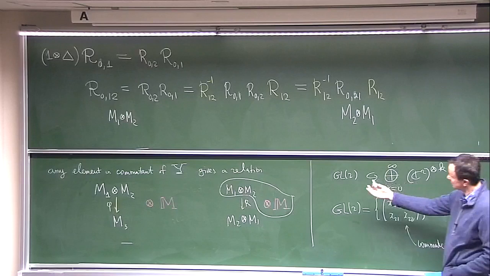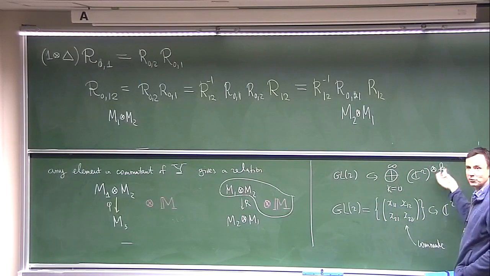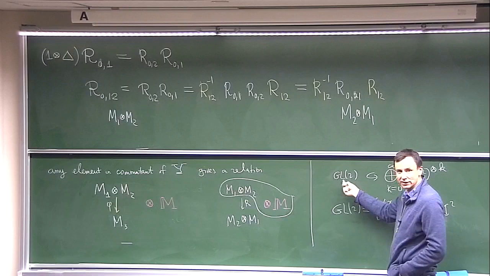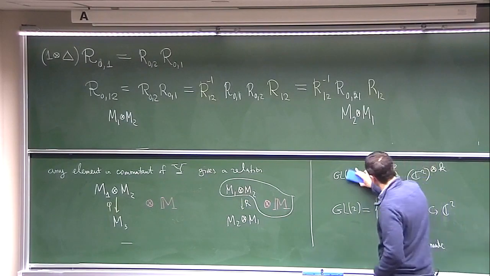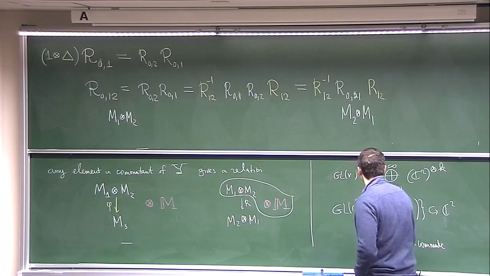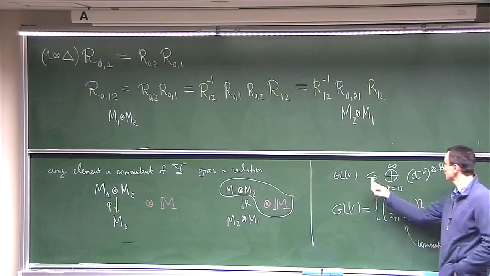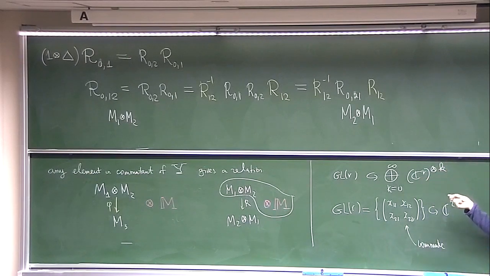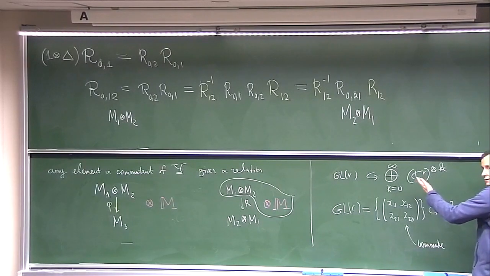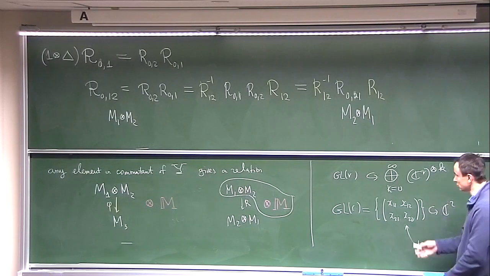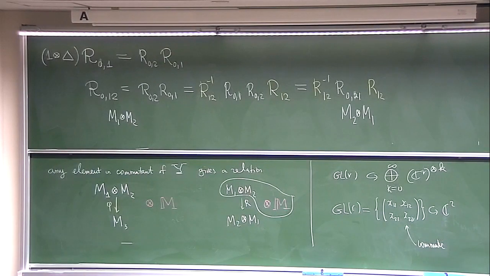But if I had a subgroup in here, there would be more. For example, if instead of the full linear group I took the orthogonal group, let's for the sake of argument call it R. If I have some subgroup, then of course I have more intertwiners. For example, for the orthogonal group, there would be a quadratic intertwiner between C^R tensor square and the trivial representation, and that intertwiner corresponds to the extra relation that I have in the orthogonal group.